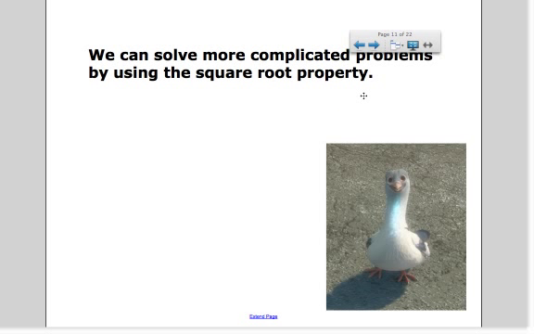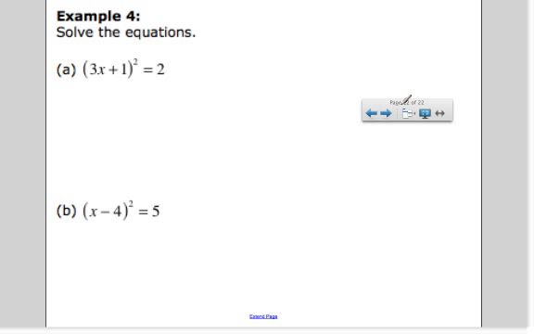Well, we can solve more complicated problems by using the square root property as well. So here we go. We're going to solve this. Notice I have something squared equals 2. So the first step is to square root both sides. So that gives me 3x plus 1 squared equals 2. I'm going to square root both sides.